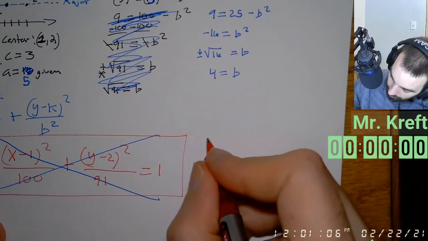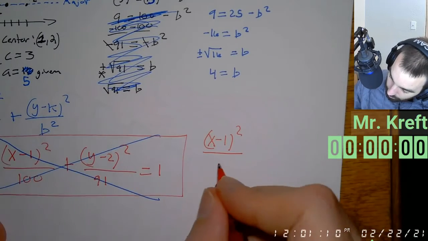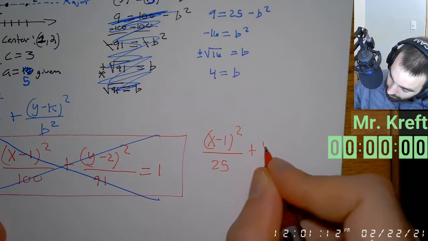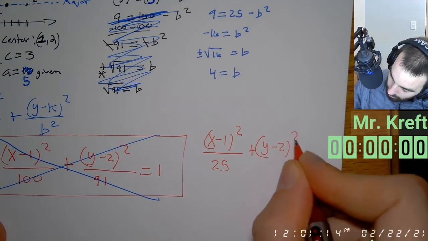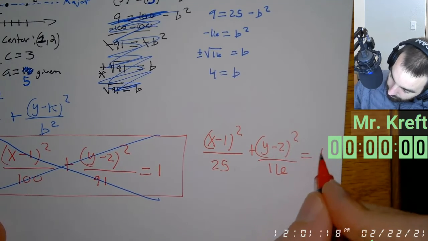So let's try this again. I'm going to have x minus 1 quantity squared over, A is 5, so this is 25. And then y minus 2 quantity squared over, B is 4, so that's 16.